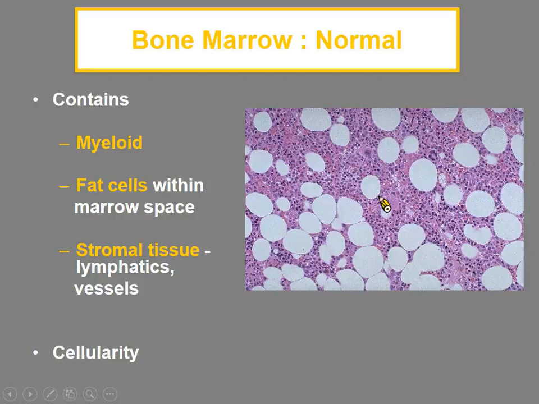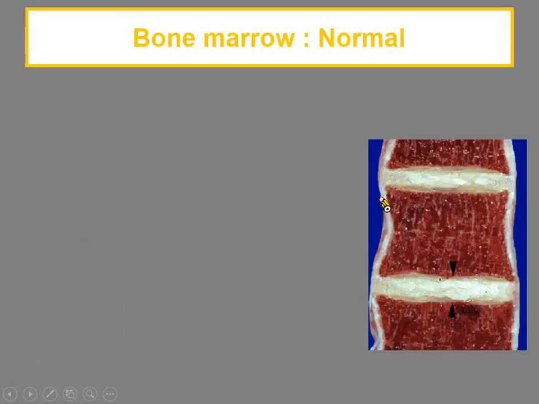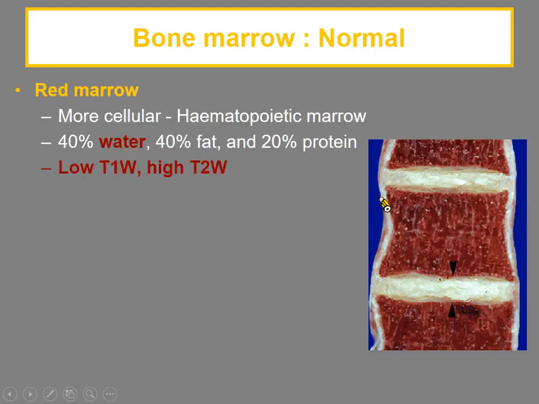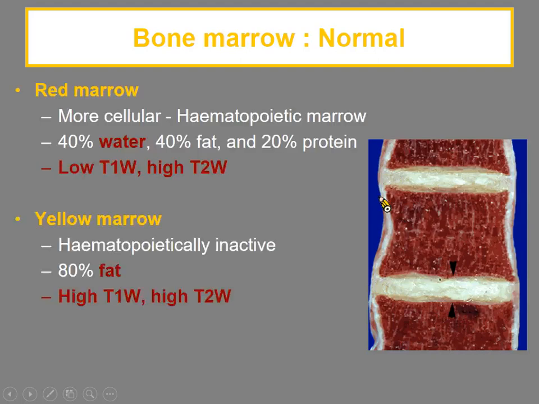Now, when pathologists look at bone marrow, they really look at the myeloid component, which is the active component, and they describe it using the term cellularity. So when they say that something is highly cellular, it means that it has a high component of myeloid tissue and vice versa. Now, for radiologists, we also tend to view marrow in a similar way, although we use slightly different terms. We use the terms red marrow and yellow marrow.